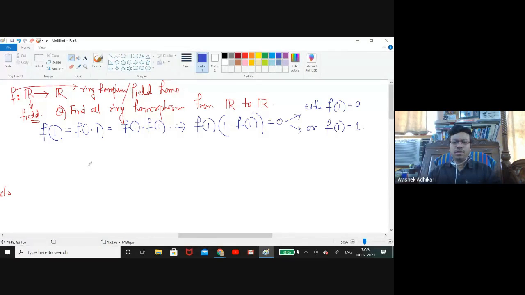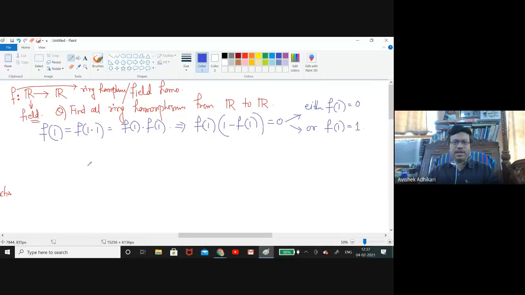Any loopholes that you found? That means I started with any ring homomorphism, and I found that the multiplicative identity element either goes to 0 or it goes to 1. Now you can understand that the basic property that till now I have used is basically that R is a field, that means it is an integral domain.